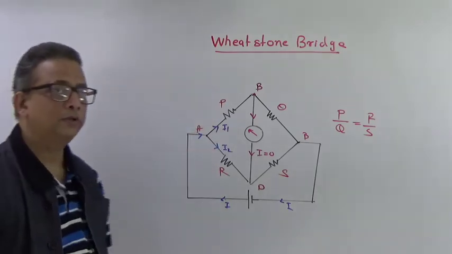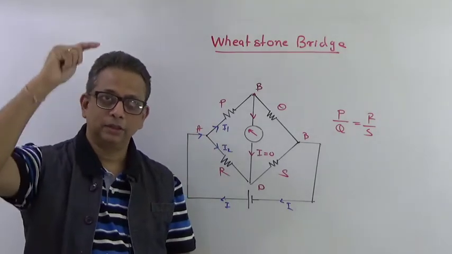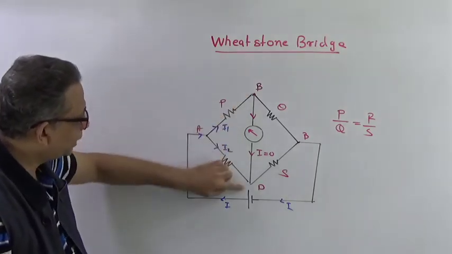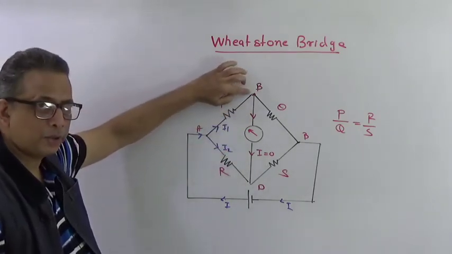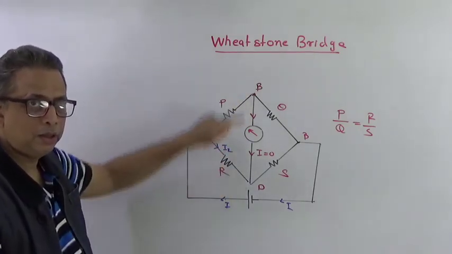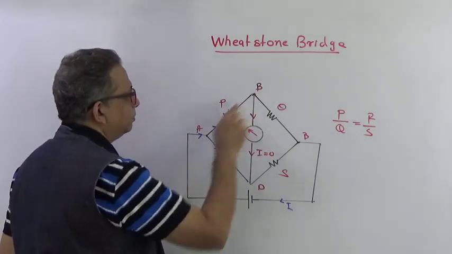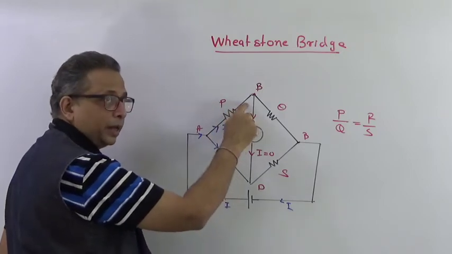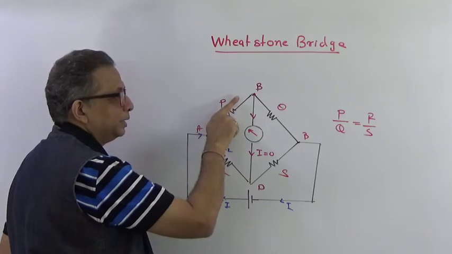And why is there a flow of current? Because when there is a potential difference between the 2 points, there will be a flow of current. If there is a potential difference between B and D, the current will flow from B to D. That means B is at a higher potential, D is at a lower potential, there is going to be a flow of current. Why is there a flow of current between A and B? Because across this resistor there is a voltage drop. This is at a higher potential, this is at a lower potential, so current is flowing in that direction.